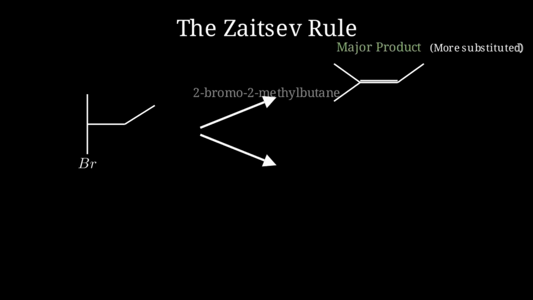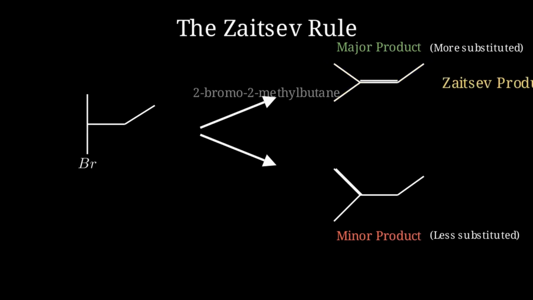When multiple elimination products are possible, the E2 mechanism typically follows Zaitsev's rule, favoring the more stable, more substituted alkene. This is because the more substituted transition state is lower in energy.